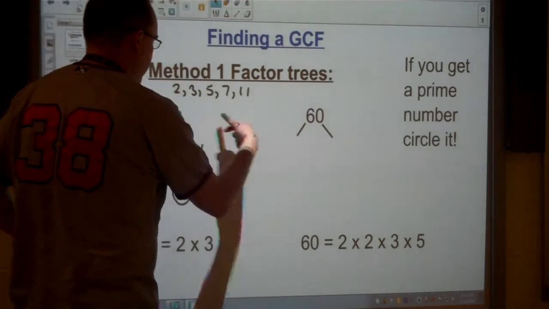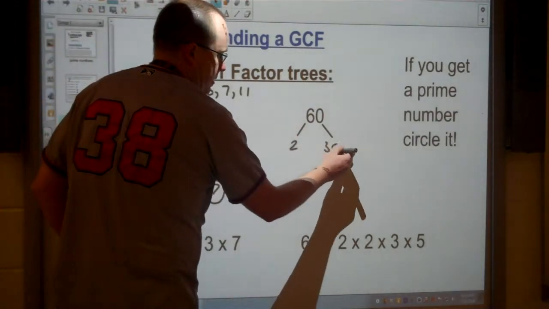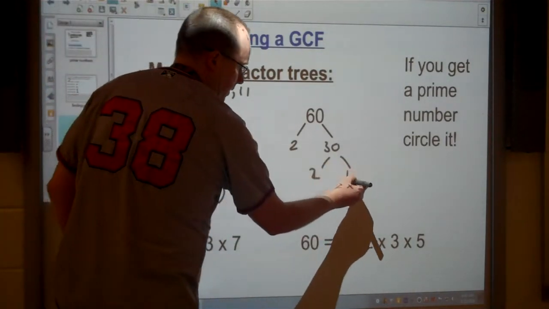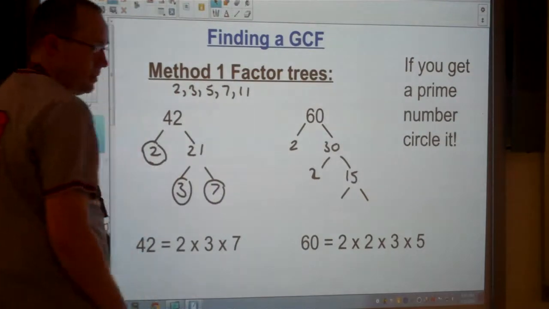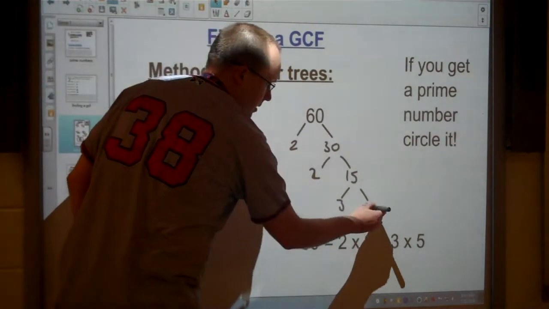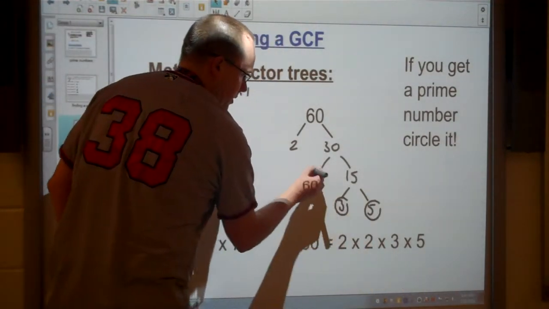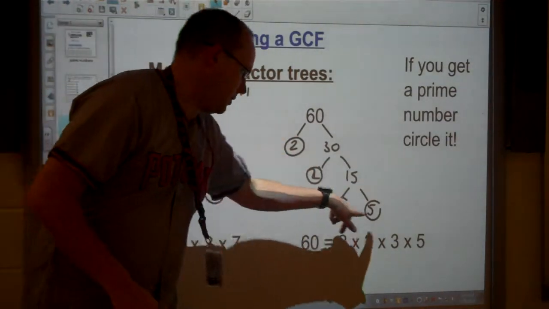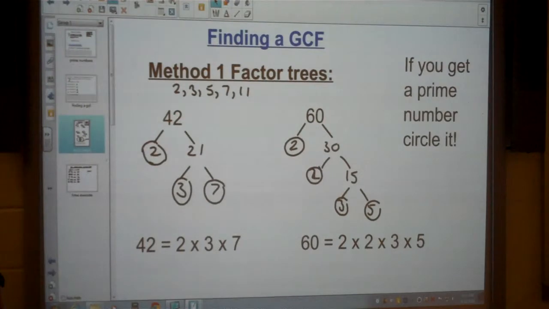Now for 60, if I try 2, it goes in 30 times. I can try 2 again, and it goes in 15 times. 2's not going to 15, but 3's do, and it goes in 5 times. Once I've got my prime numbers, don't forget to circle them, and then we should be able to write our answer down to show what the prime factorization of each number is.